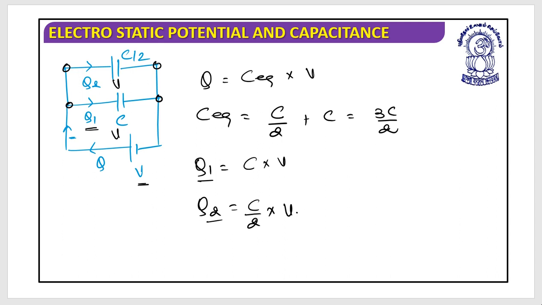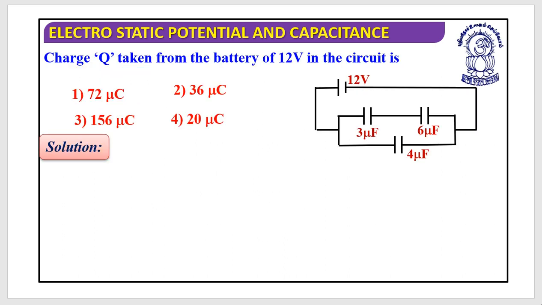Yes? Did it? So ready for the next question? Shall we move? Let's have a look at what they have asked. Go through this. What they ask is the charge Q taken from the battery of 12 volt in the circuit. That means this is to be evaluated. You need to find out this Q. How can you do this?